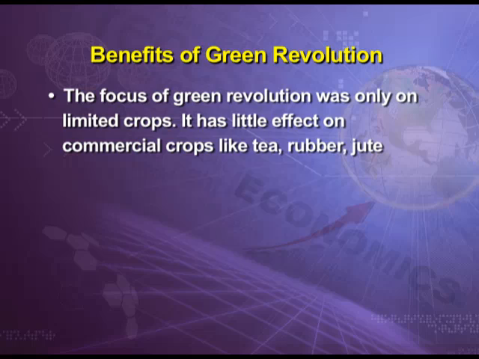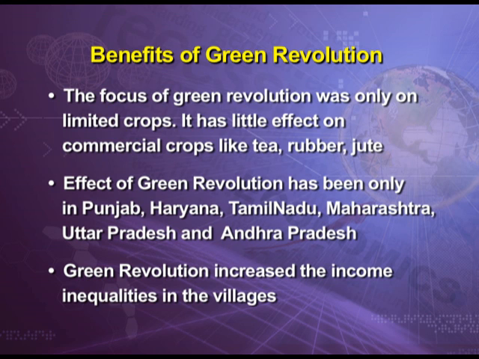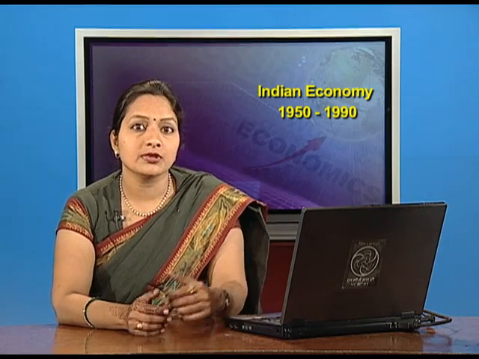It had little effect on commercial crops like tea, rubber, jute, etc. As we said, the Green Revolution was centralized only to some states. So, the effect of the Green Revolution has been only in Punjab, Haryana, Tamil Nadu, Maharashtra, Uttar Pradesh and Andhra Pradesh. The Green Revolution increased the income inequalities in the villages. The rich farmers earned more revenues as compared to poor farmers because of lack of funds with them.